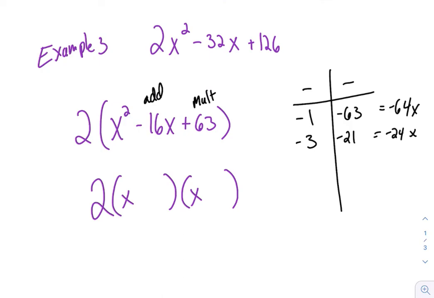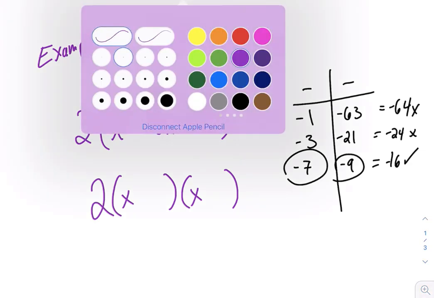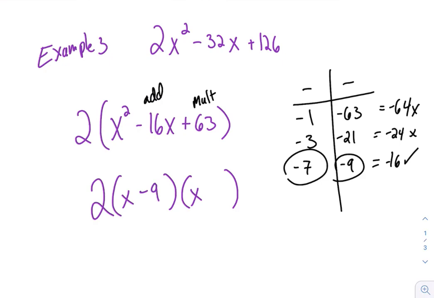4 is not a factor since 2 wasn't. There's no way 4 could be. 5 is not, doesn't end in a 0 or 5. 6 is not, because again, 2 is not a factor, so there's no way 6 could be. 7 is a factor, however, so negative 7 and negative 9, which adds to negative 16, which is what we're looking for. So we have negative 7 and negative 9. Doesn't matter what order I put them in. And that's our final answer.